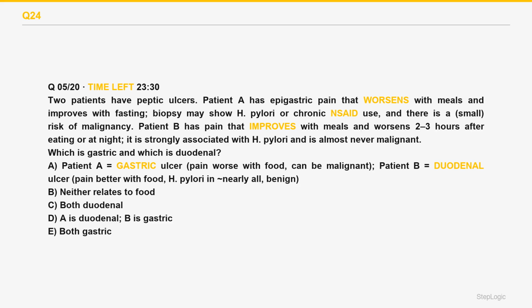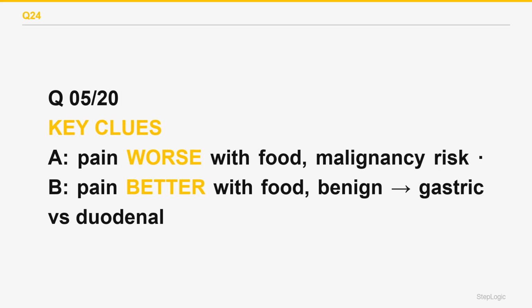Read the question. Which is gastric? Which is duodenal? A: worse with food, malignancy risk, gastric. B: better with food, benign, duodenal. The relationship of pain to food is the key discriminator.